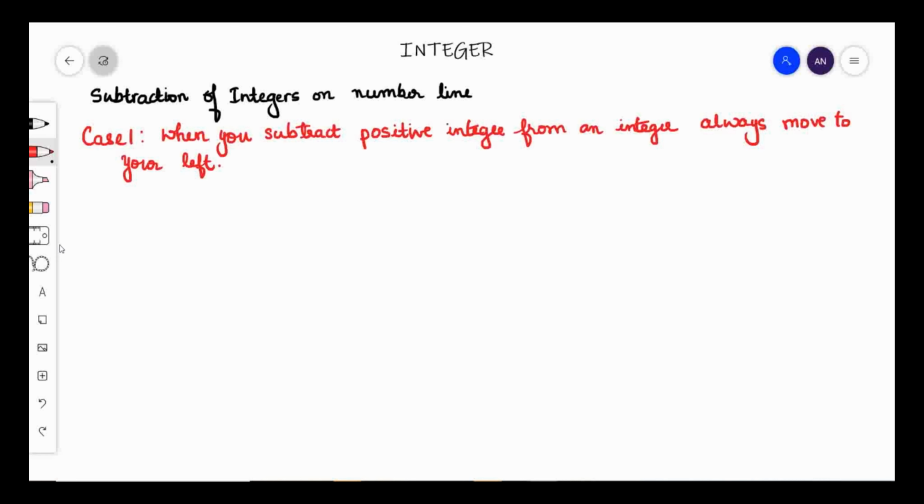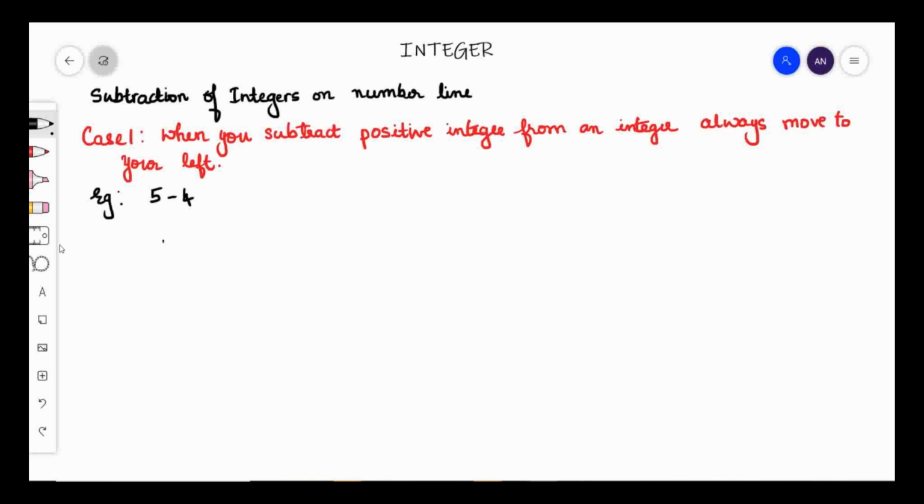Okay, let me explain this with an example. See, what does this say? It states when you subtract a positive integer from an integer, always move to your left. Let me take an example. Now I am subtracting a positive integer from a positive integer. So 5 minus 4. Here minus is the subtraction symbol and 4 is a positive number.